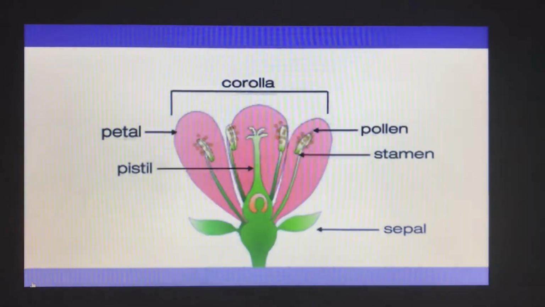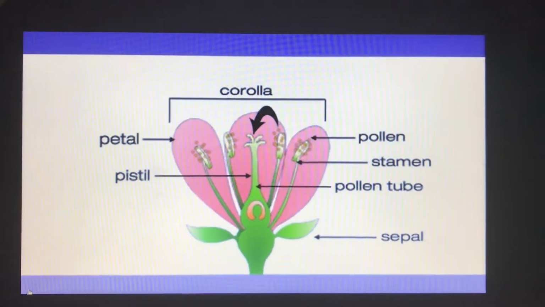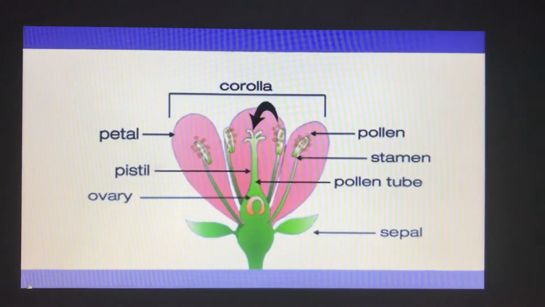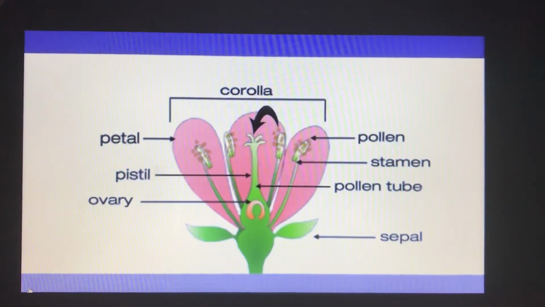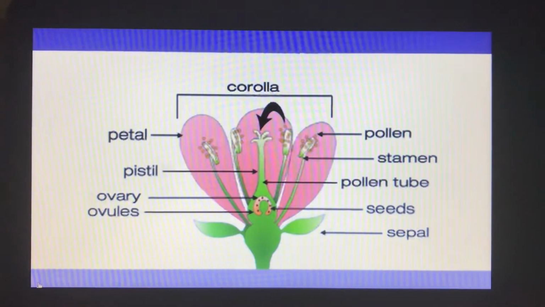Once the pollen grains stick to the pistil, a pollen tube begins to form. The pollen tube extends down to the ovary, the lowermost part of the pistil. In the ovary, we find the ovules. The ovules develop into seeds.